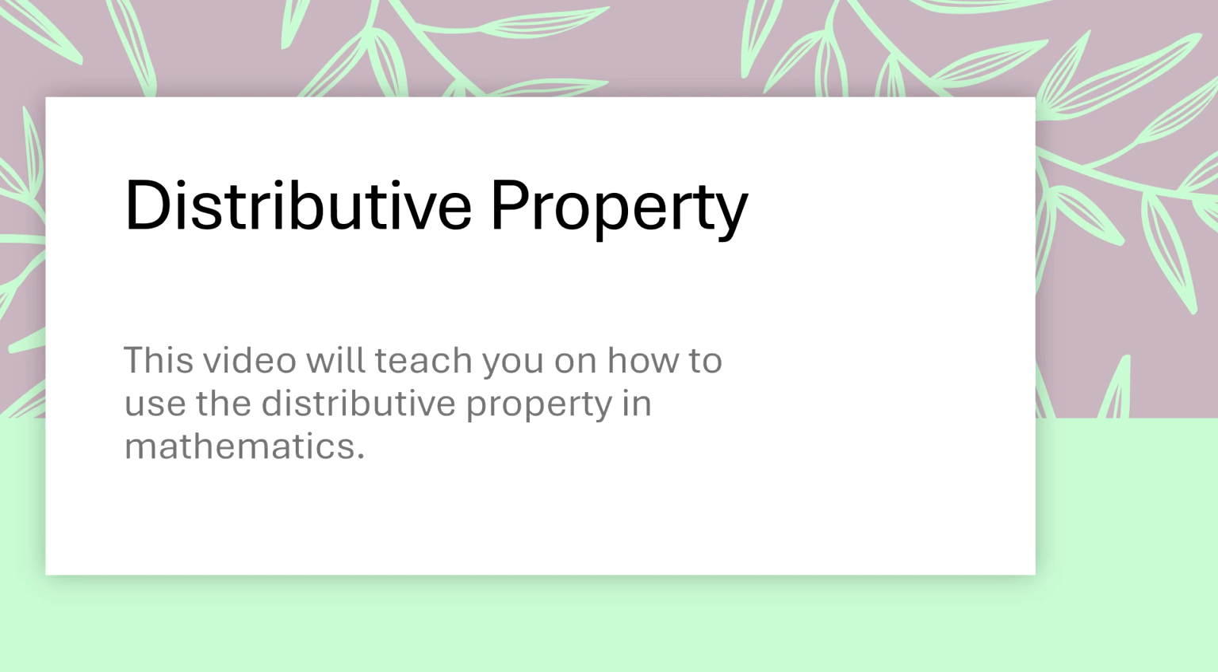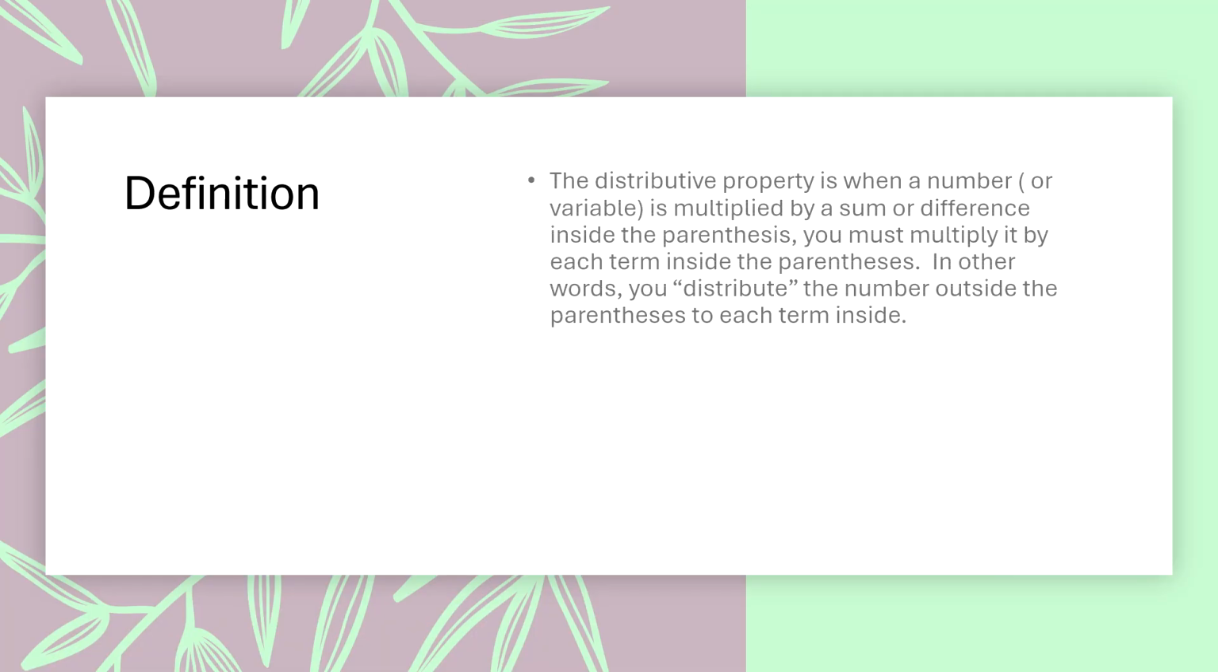Distributive property. This video will teach you how to use the distributive property in mathematics. Definition: the distributive property is when a number or variable is multiplied by a sum or difference inside its parentheses. You must multiply it by each term inside the parentheses. In other words, you distribute the number outside the parentheses to each term inside.